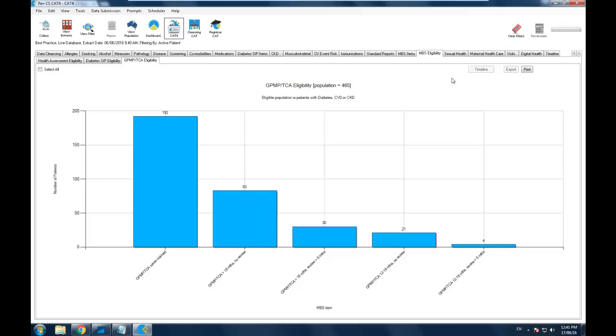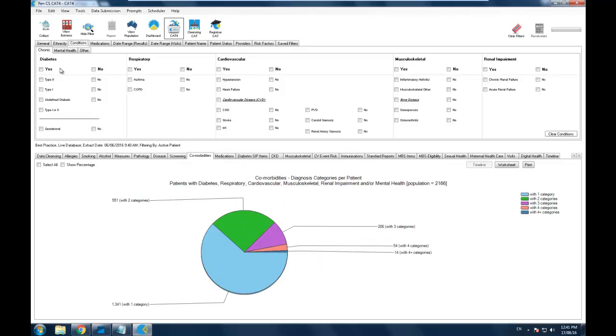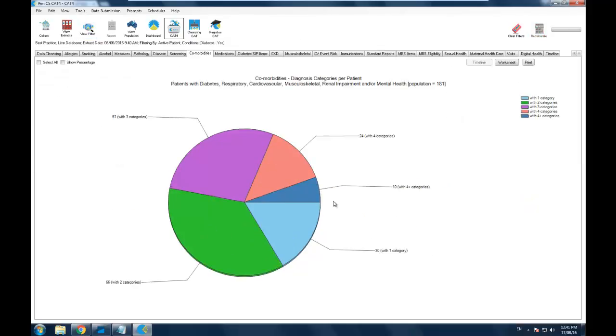I'm just trying to think if there's anything else directly. Well, you might want to look at this one here. The comorbidities could be of interest. So what we can do there, because we're looking at diabetes in particular, if I add diabetics only, we still have our 181. So what this report will show you is, obviously, all have at least one chronic problem. So there's the 30 that have only diabetes, but then we have 66 with at least one other. We have 51 with 3, and so on.